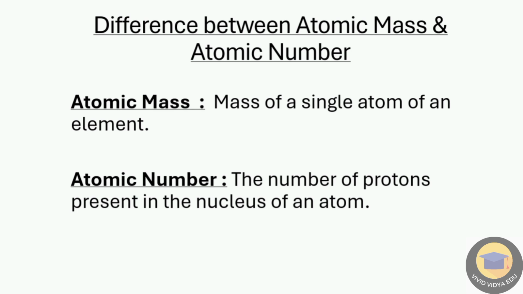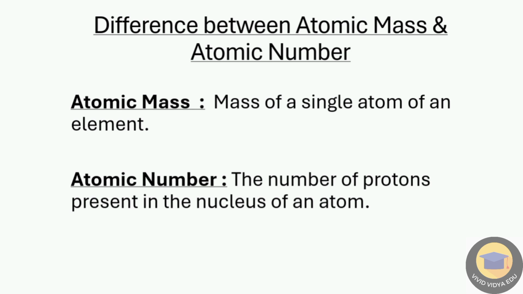So what's the difference between atomic mass and atomic number? Atomic mass, as we discussed earlier, is the mass of a single atom of an element. And with the discovery of subatomic particles like electrons, neutrons, and protons, atomic number was defined as the number of protons present in the nucleus of an atom. So this was a complete shift, and everything was now based on atomic number. Elements were arranged in the increasing order of their atomic number in the modern periodic table.